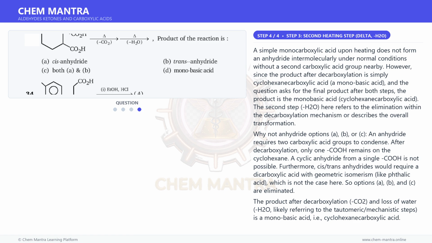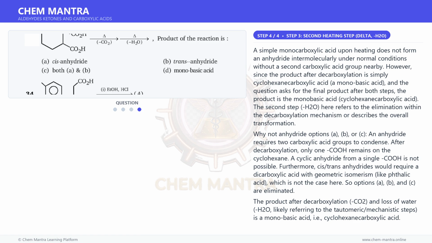The second step, H2O, here refers to the elimination within the decarboxylation mechanism or describes the overall transformation. Why not anhydride options A, B, or C? An anhydride requires two carboxylic acid groups to condense.